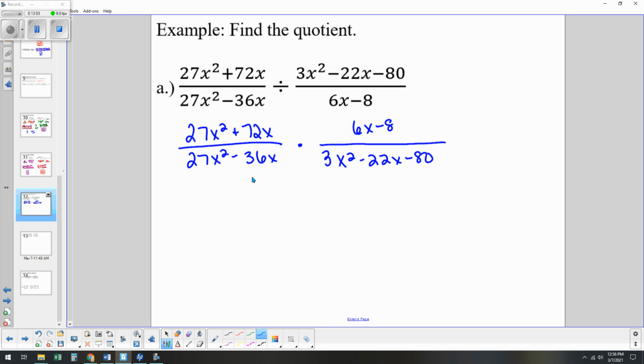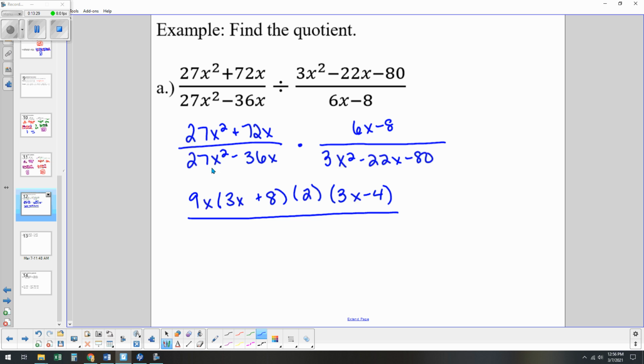So there's a GCF in the first set. We could take out 9 and x. So 27 over 9 is 3. 72 over 9 is 8. And here I have a GCF of 2. And when I take 2 out, I'm left with 3x minus 4. So that's my whole new top, my whole new numerator.